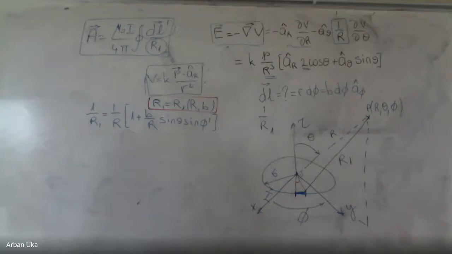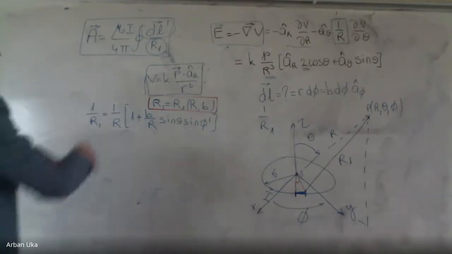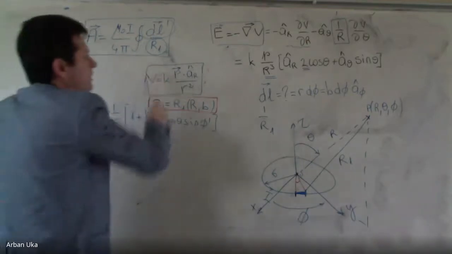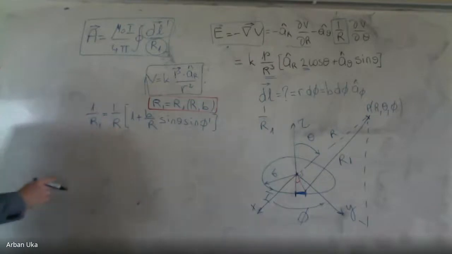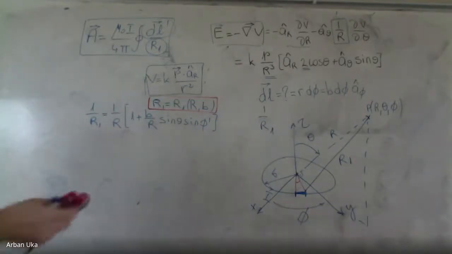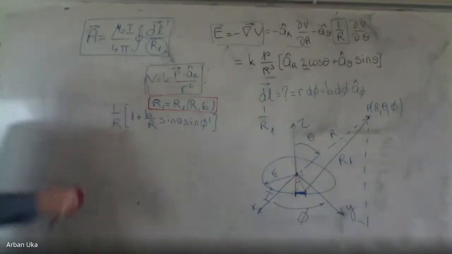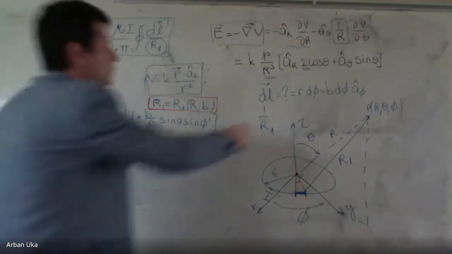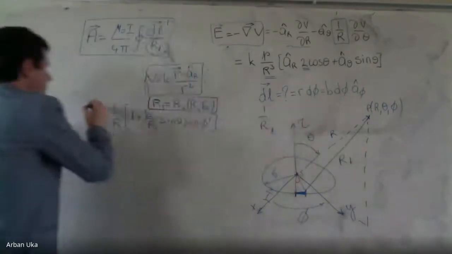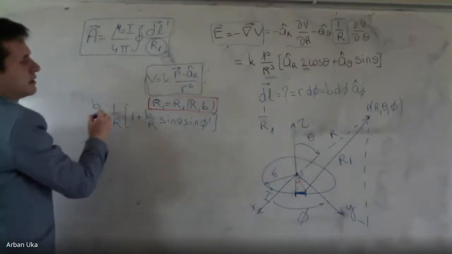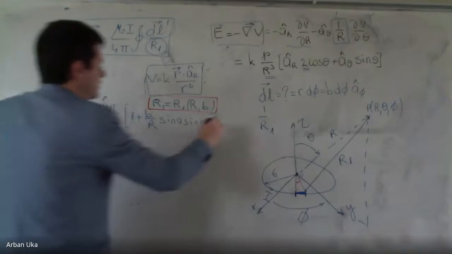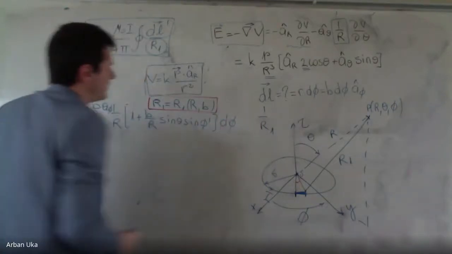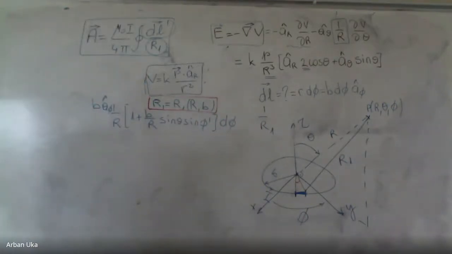we can observe that this 1 over r, we can multiply with dl, and the dl is what we wrote here. This is b d phi. In fact, this is b a phi times d phi. Let's write the d phi here, and then we need to integrate.